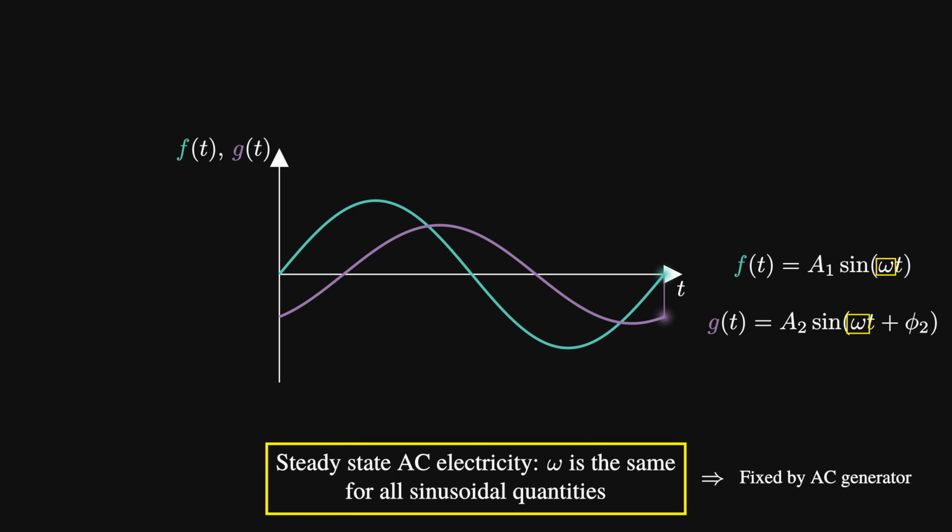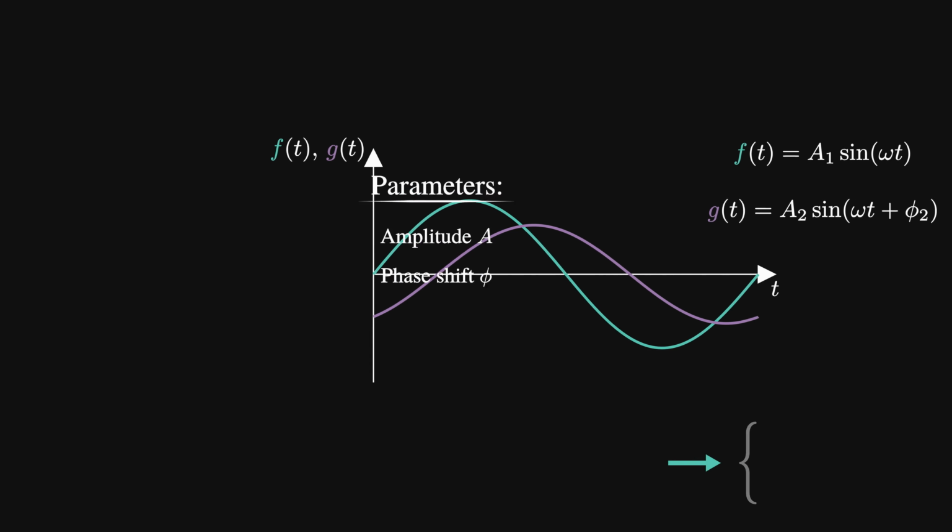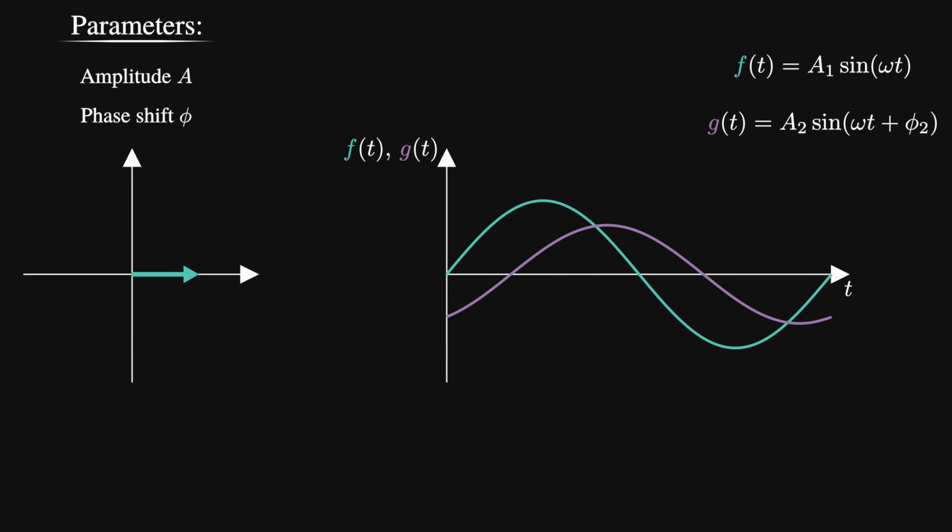So, out of our three variables, we can completely ignore it. Our AC waves therefore only have two parameters, the amplitude and the phase shift. What else has two dimensions? A simple 2D vector. This vector, known as a phasor, can perfectly represent our sine waves. It has a length equal to the wave's amplitude, and an angle equal to the phase shift.